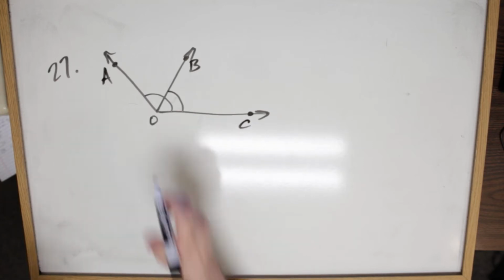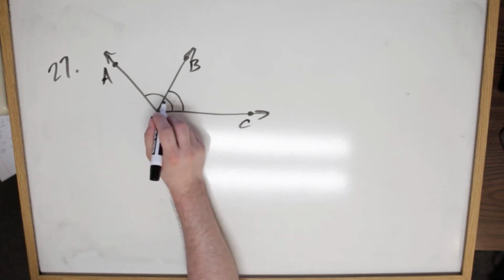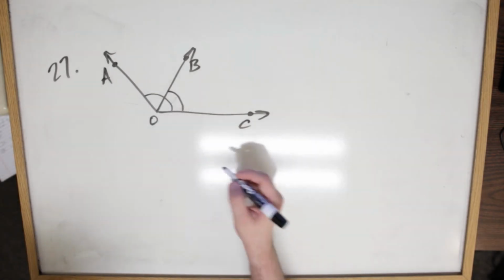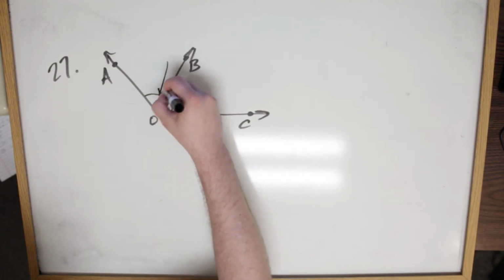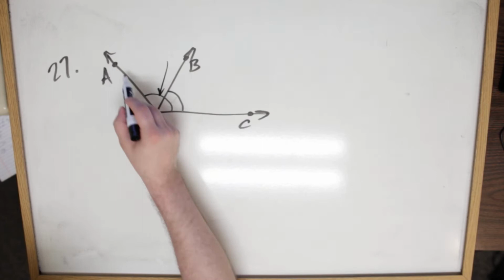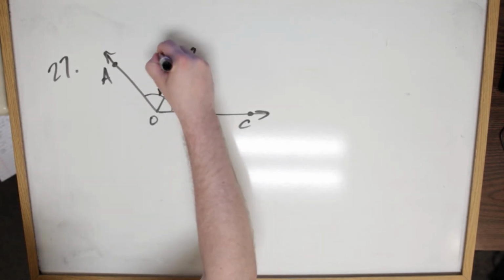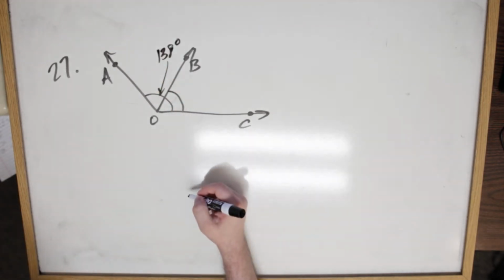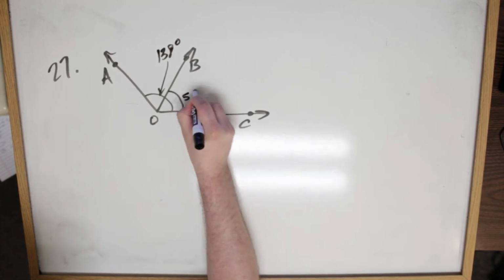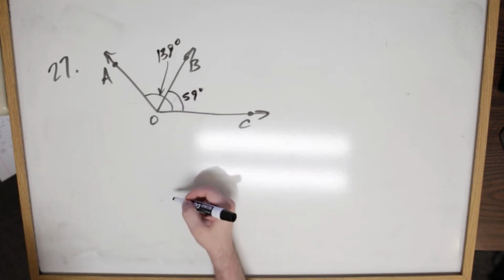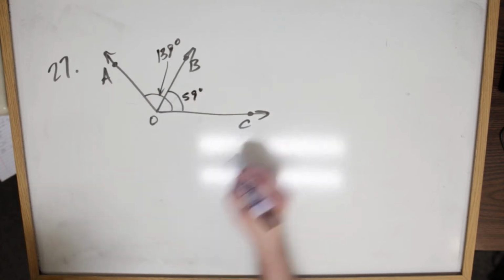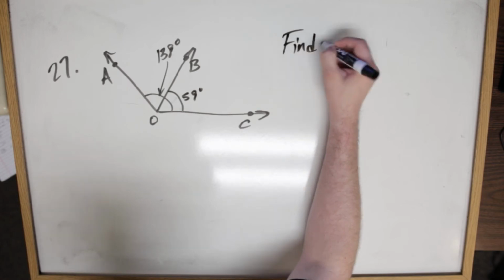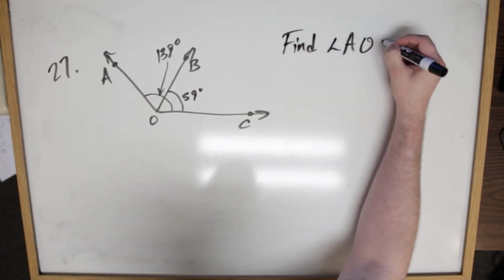And they say that, what am I looking for? Oh, okay, that guy. So the whole thing, that guy right there, which represents this whole angle, right? This is 138 degrees. And this one they say is 59 degrees. So that little small guy. So they want us to find angle AOC.